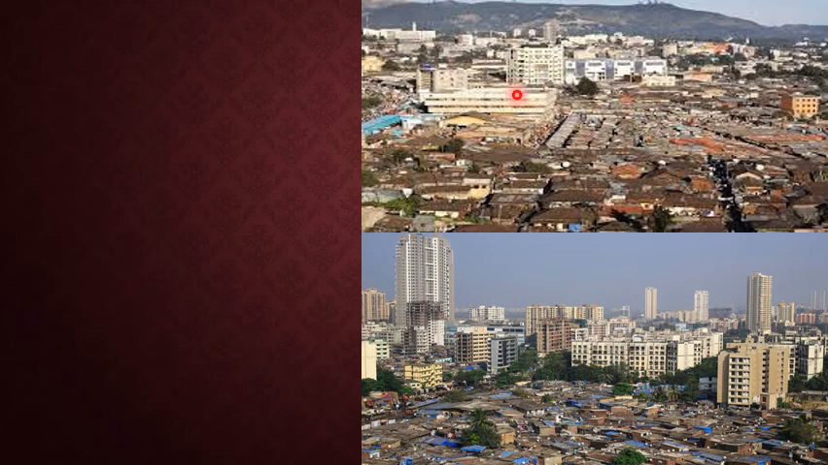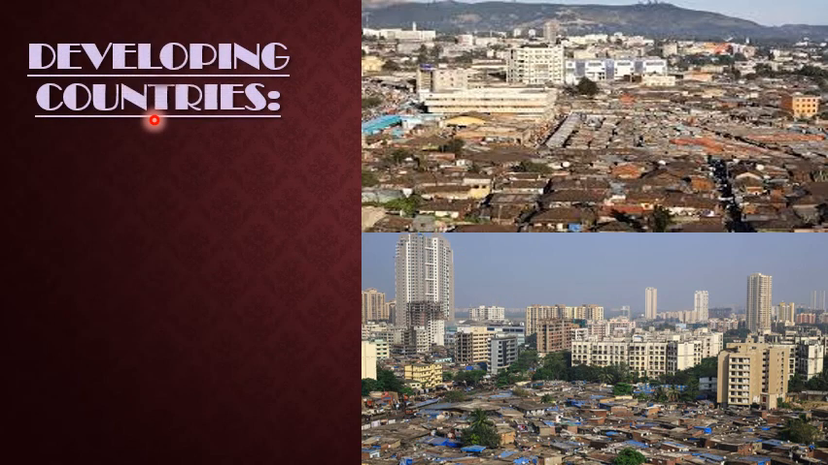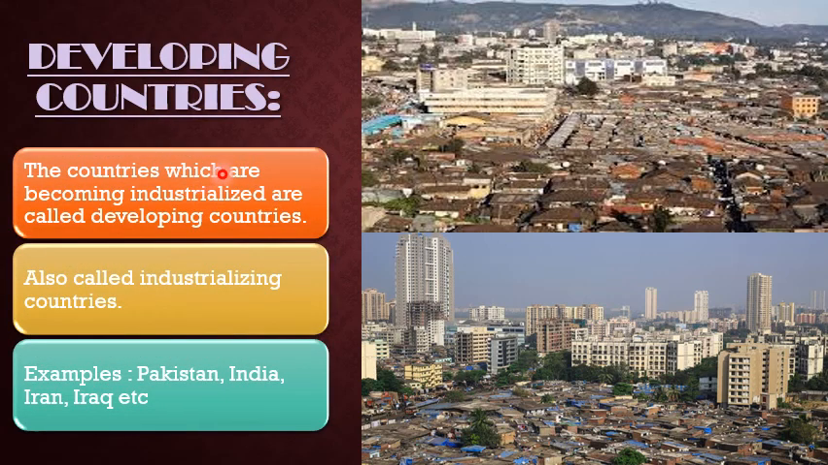On the other hand, you can see the difference from the previous pictures. Look at these pictures and how they are different from the previous ones. These are the views of some developing countries. Developing countries are those countries which are becoming industrialized. They are not yet industrialized, they are becoming industrialized, and so they are called developing countries, also called industrializing countries. The examples are Pakistan, India, Iran, Iraq.